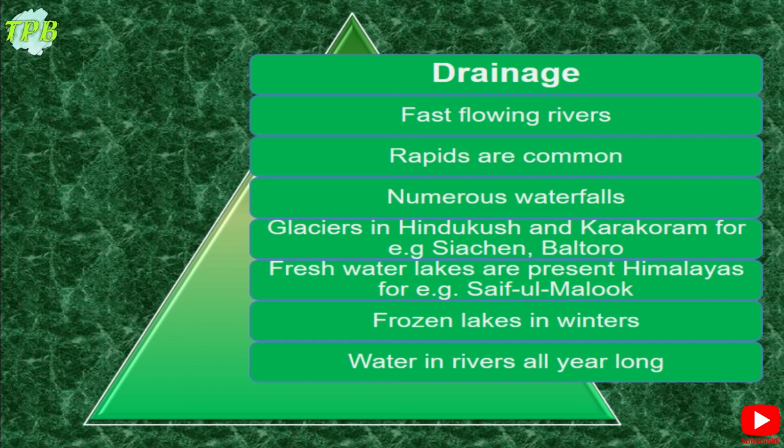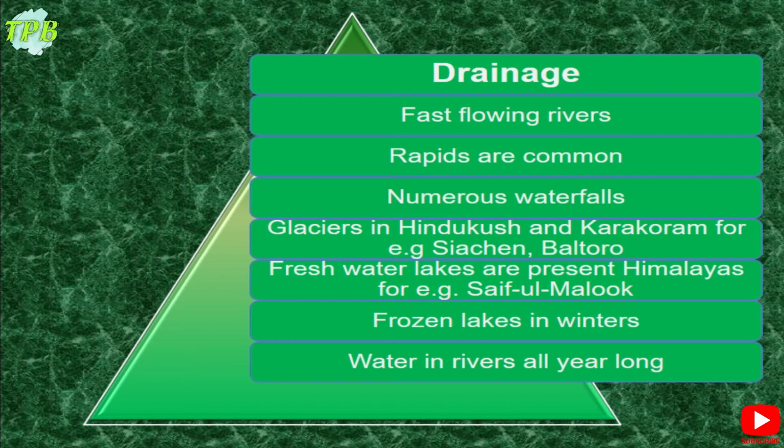Glaciers in Hindu Kush and Karakoram, such as Siachen and Baltoro, are common. You might be asked to name these glaciers. Freshwater lakes are present in Himalayas, such as Lake Saif-ul-Malook. You can learn any other name of a lake to support name questions in your exam.